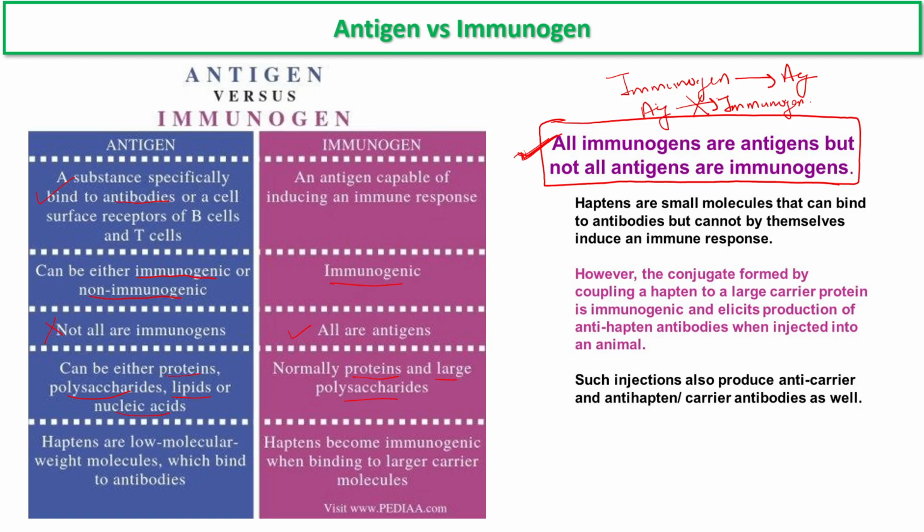Haptens are small molecules that can bind to antibodies but cannot by themselves induce an immune response. They are so small that they lack immunogenicity by themselves. To become immunogenic, they need a carrier molecule to be bound with so that they can generate an immune response.